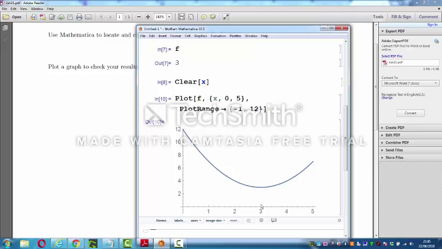We can see here we have our minimum at x equals 3, and the value of f we see from here is equal to 3. So a minimum at the point 3, 3, found it using calculus, but checked it by plotting the graph.